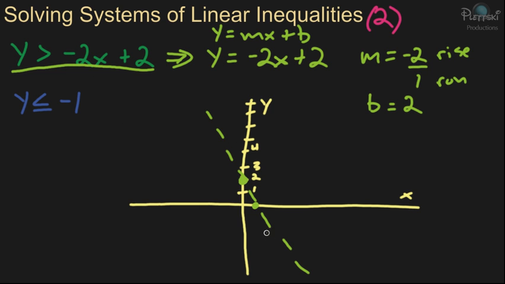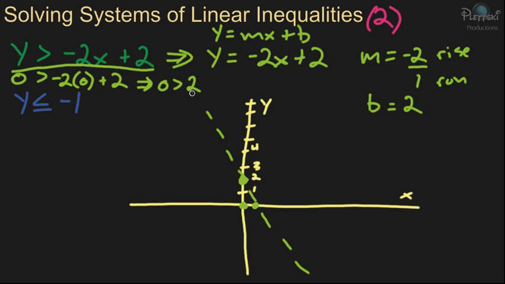And since it's not part of the solution, we need to show what is part of the solution. The way we can do that is plug in a point that's not on that line. I always like to try 0, 0, because that's usually an easy one to plug into, as long as it's not on the line. So when you plug 0 in for y and 0 in for x, you get this: 0 is greater than negative 2 times 0 plus 2. That can be simplified: negative 2 times 0 is just 0, so it's 0 is greater than 2.